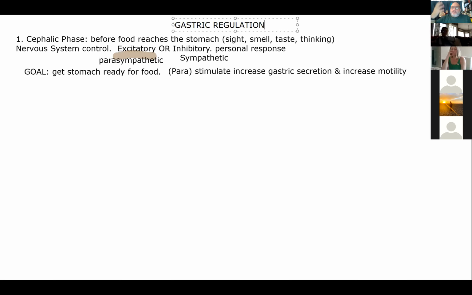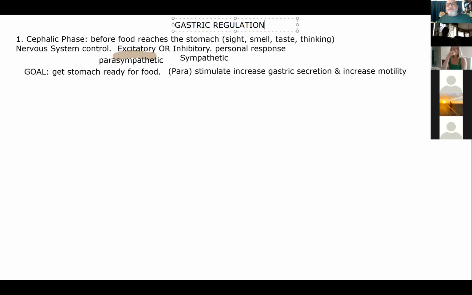So our goal, assuming we're eating something we want to eat, is to increase gastric secretions and increase motility, using our parasympathetic nervous system to get the stomach ready for food. But again, it is a very personal response. Stress, something having to be food that you don't want to eat, any of those types of things are all things that could cause an inhibition of this process as well.